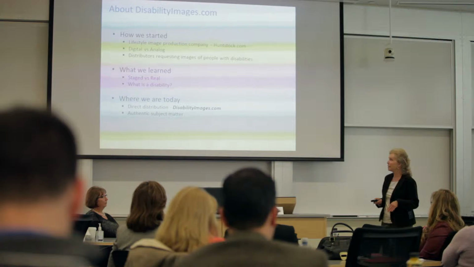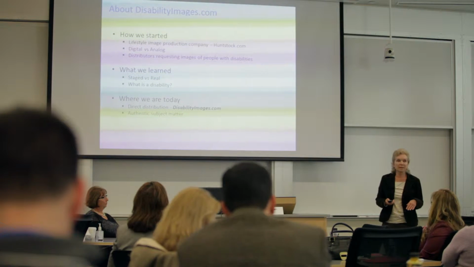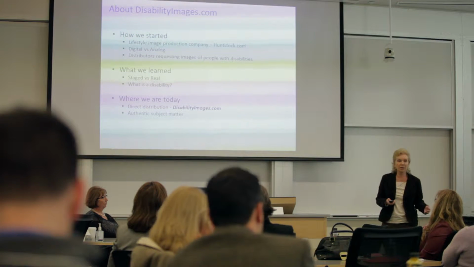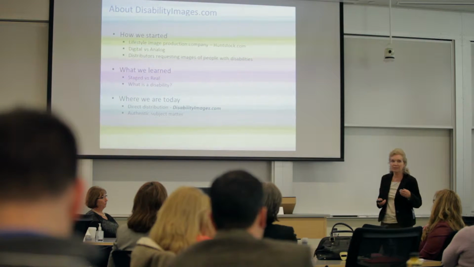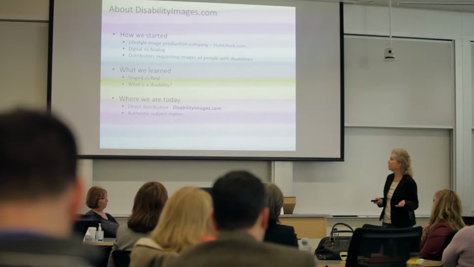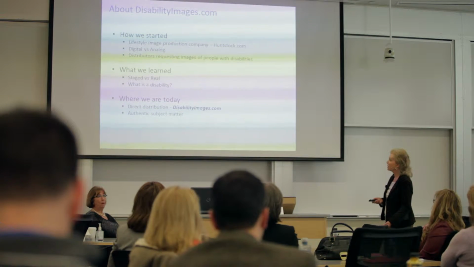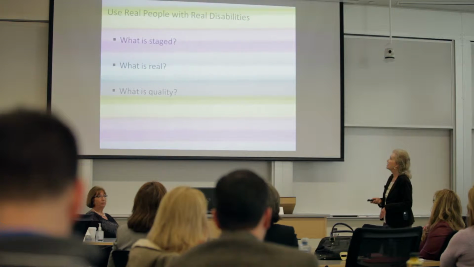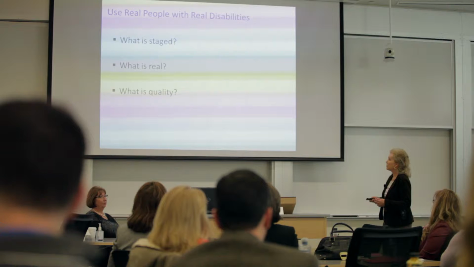So what is a disability? We'll look at a little bit of that. There are all kinds of disabilities, MS, cerebral palsy, things that are obvious to things that are not so obvious, autism, depression. Where we are today, we really try to produce authentic imagery. So what is staged, what is real, what is quality?